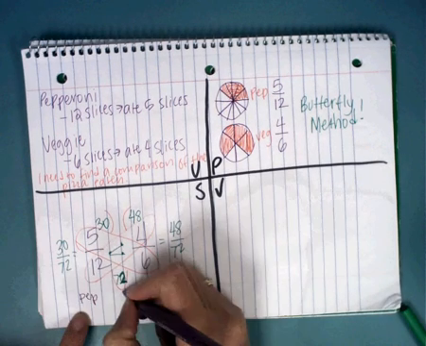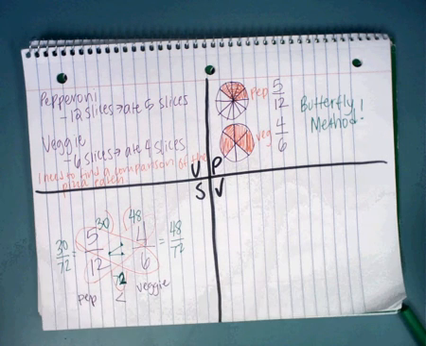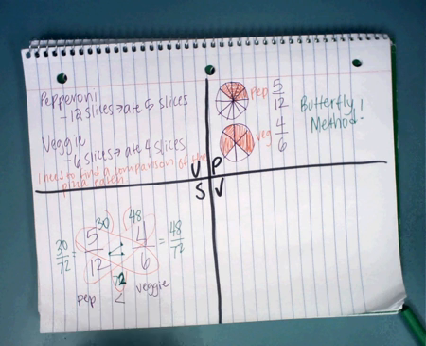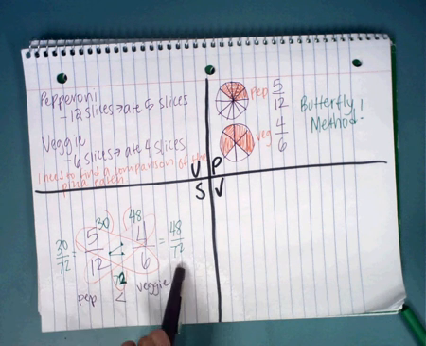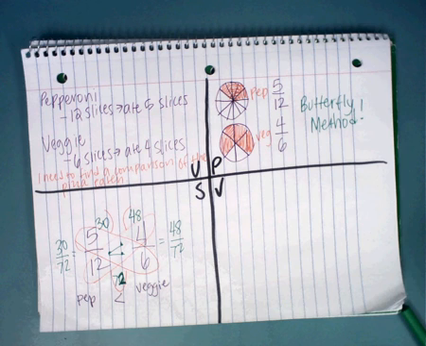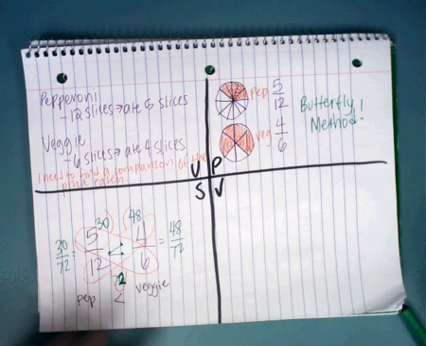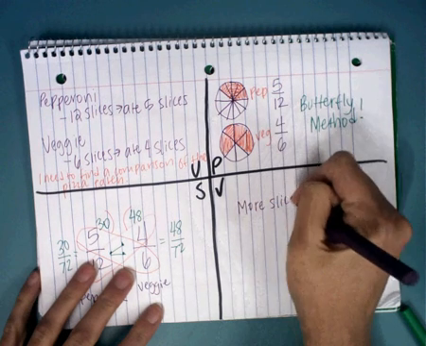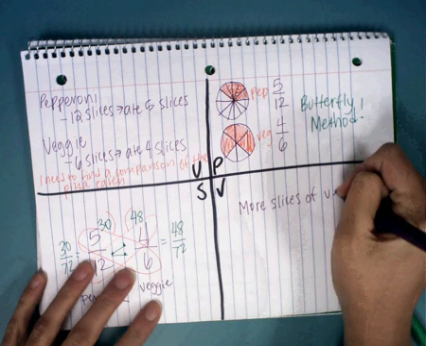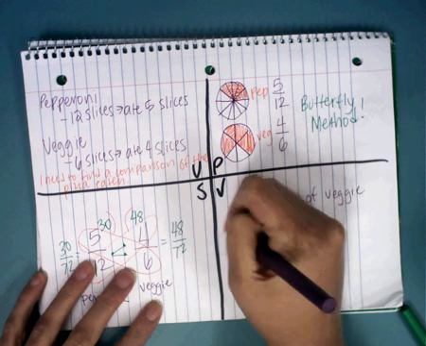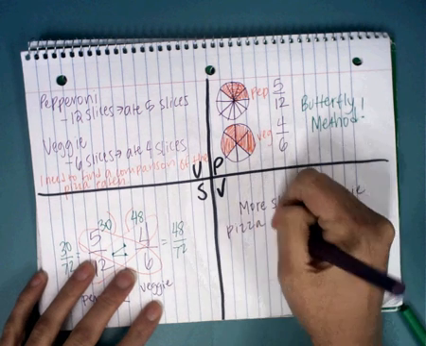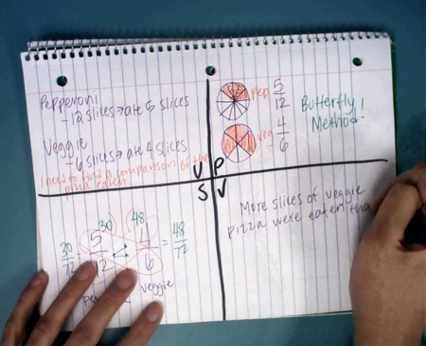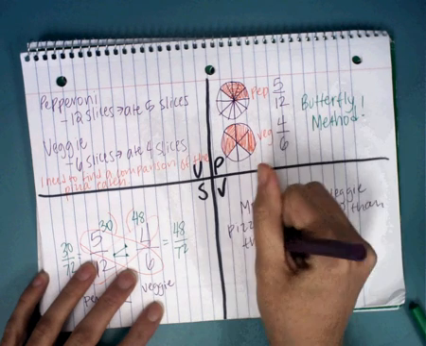So pepperoni was less than veggie, which means, so our question was, which statement compares the amount of each pizza that was eaten? Well, which pizza was eaten more? Did they eat more of pepperoni or veggie? Veggie. So let's write that in a complete sentence. More slices of veggie pizza were eaten than the pepperoni pizza.